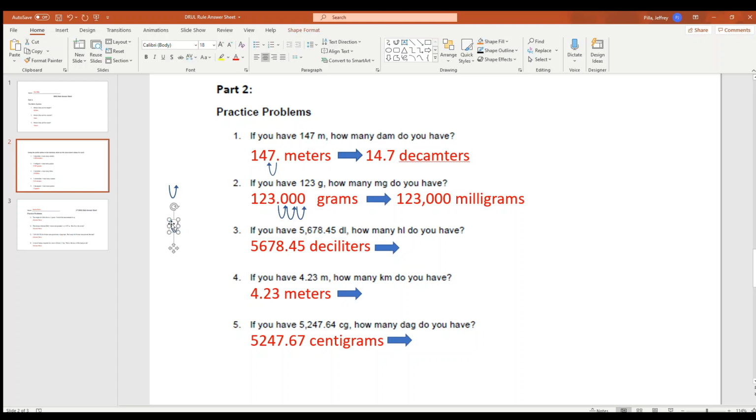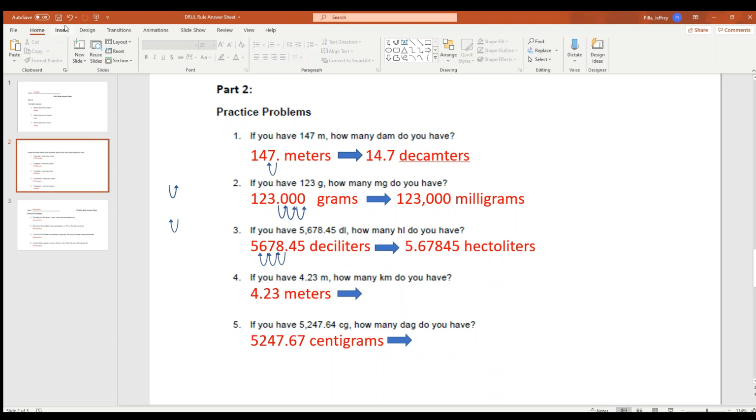And like I said, I'm going to move my decimal place over 3 times. So that's 1, that's 2. Let me move it a little. There we go. And that's 3. All right. And now we can see that our final answer is 5.67845 hectoliters. Okay?